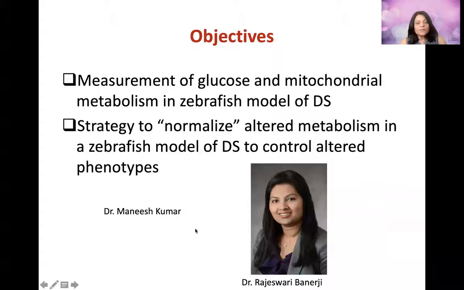So I'm going to talk a little bit about data generated by a postdoctoral fellow in the lab, Manish Kumar, and then go on to talk a lot about data generated by a current postdoc in the lab, Dr. Raji Banerjee.